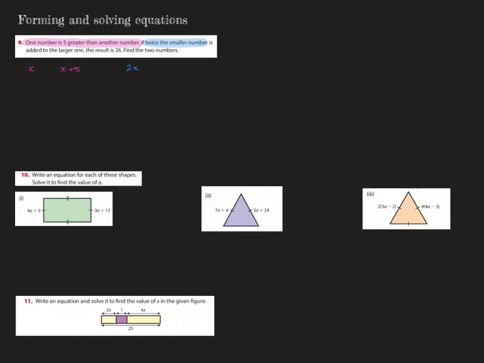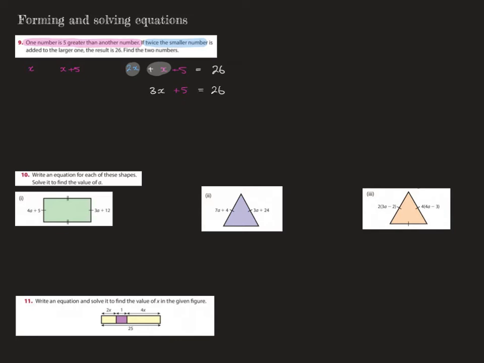So if twice the smaller number, 2 times x, is added to the larger one, which is x plus 5, so we're going to add that to x plus 5, the result will be equal to 26. So what we're going to do, we're going to collect our x's, and we're going to bring our numbers all over to one side. So we'll start off there by collecting the x's and saying that 2x and x will give us 3x plus 5 is equal to 26.